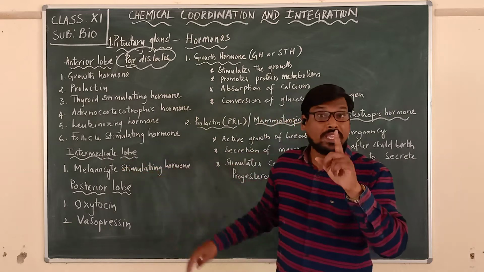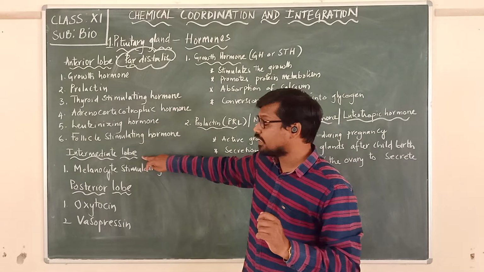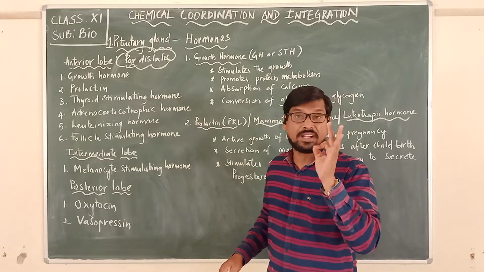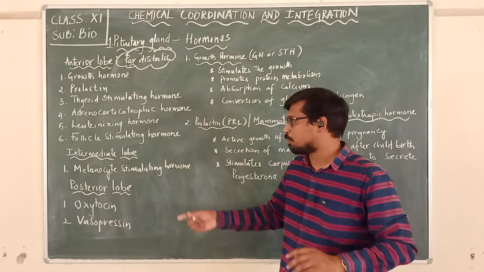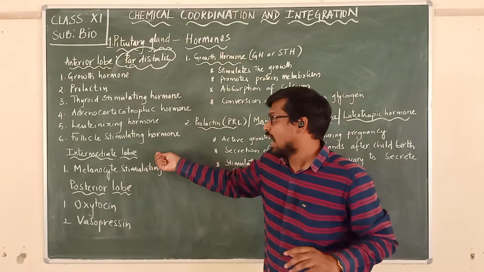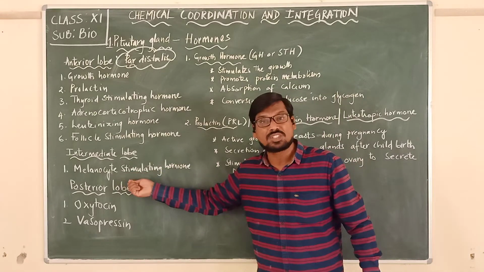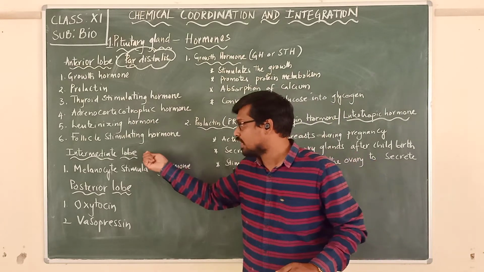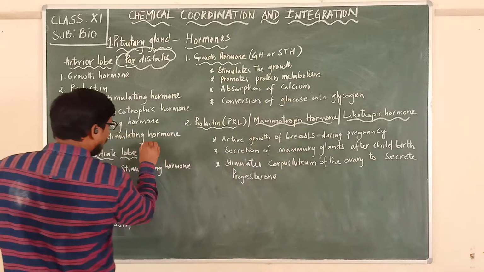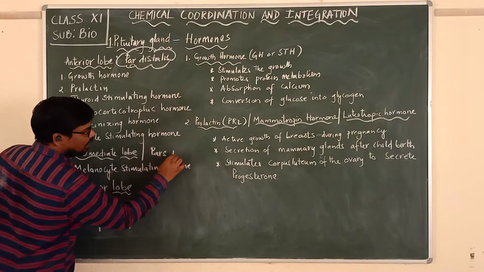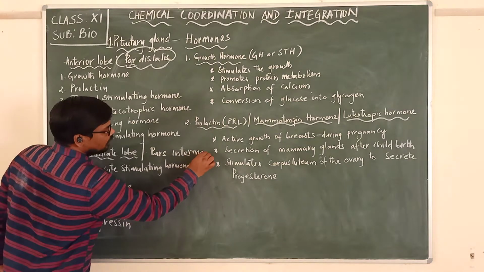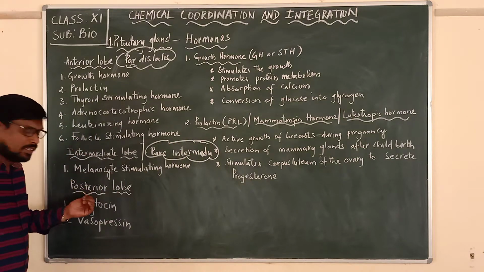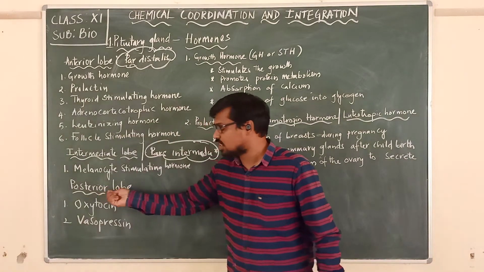Even though we are saying that the intermediate lobe is merged with the anterior lobe, we are still highlighting it and studying it in detail. The hormone produced from the intermediate lobe is melanocyte stimulating hormone. This intermediate lobe is called the pars intermedia. The next one is the posterior lobe.